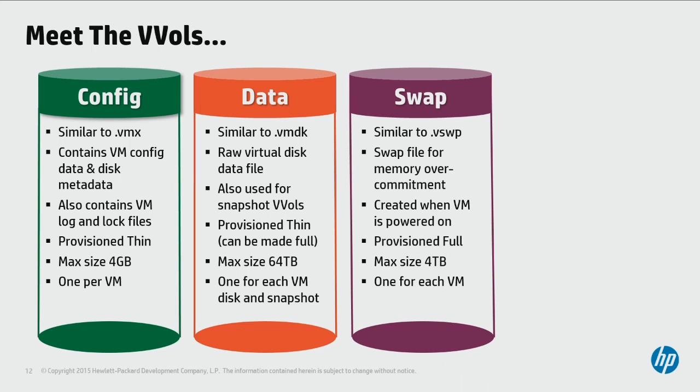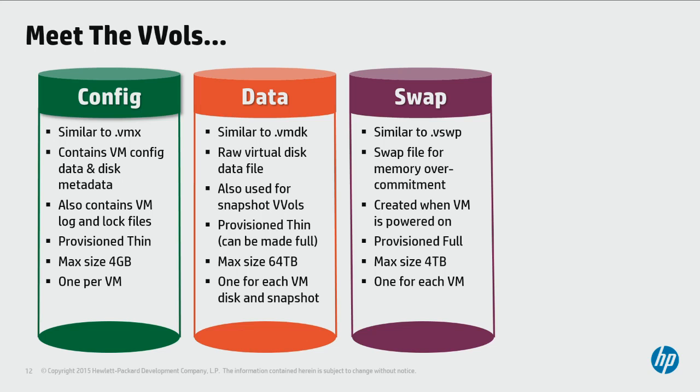And at a minimum, when you first create a VM, there's going to be two VVols, the config VVol and the data VVol. So that's what you're starting with. Once you power on a VM, you'll have this additional VVol, the swap VVol, similar to the memory vSwap file that we have today with VMFS.